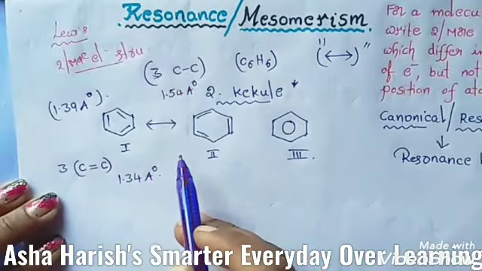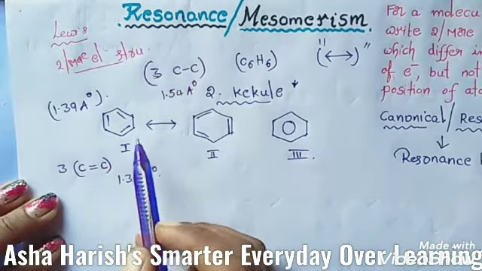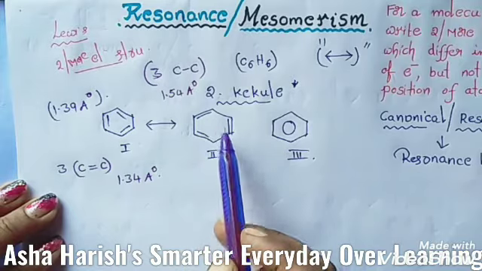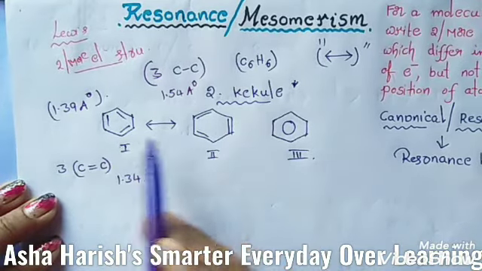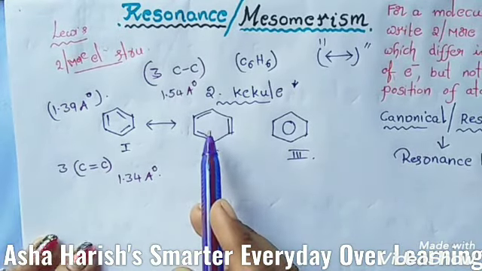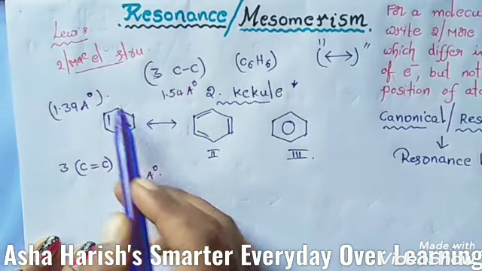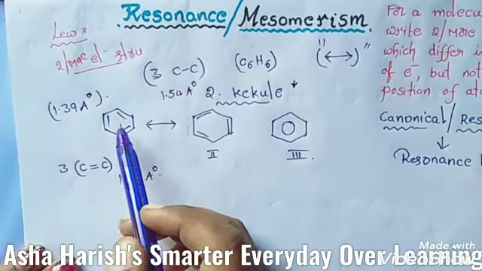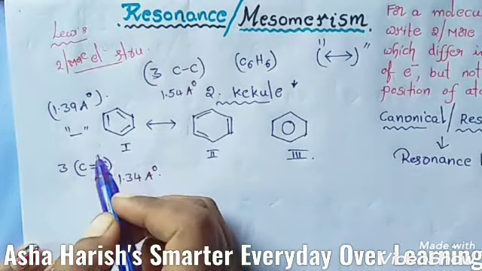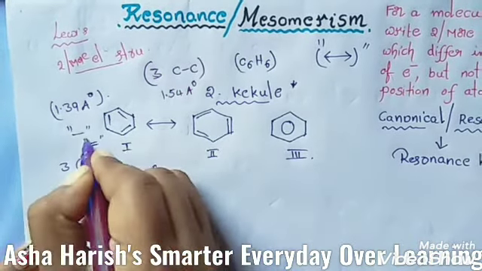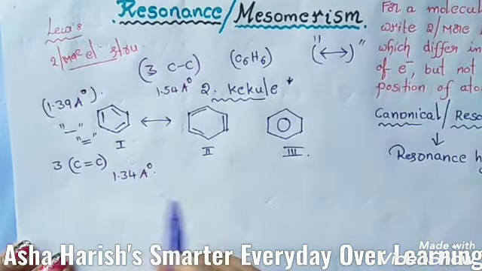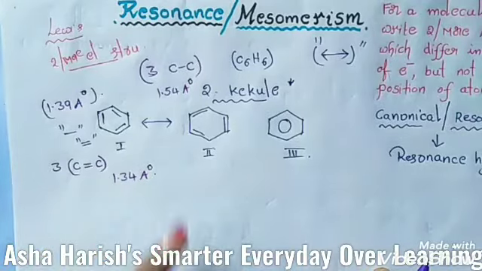This implies that the actual structure of benzene is neither represented by this first structure nor by this second structure, but is a resonance hybrid of these two structures. Okay students, in other words, any two adjacent carbons in this benzene are neither joined by a pure single bond nor by a pure double bond. As a result, all the carbon-carbon bond lengths are equal.